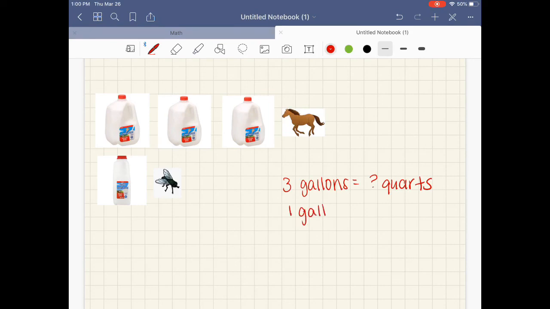1 gallon equals 4 quarts. So we think to ourselves, what is bigger, gallon or quarts? With these nice pictures, I can see that a gallon of milk is far bigger than a quart. So I know my horse, I'm going to my fly. Horse to fly, I'm going to multiply. So I'm going to use the 4 quarts that are in 1 gallon to figure out how many quarts are in 3 gallons. Horse to fly, multiply.